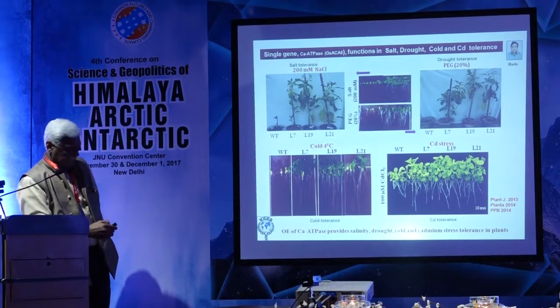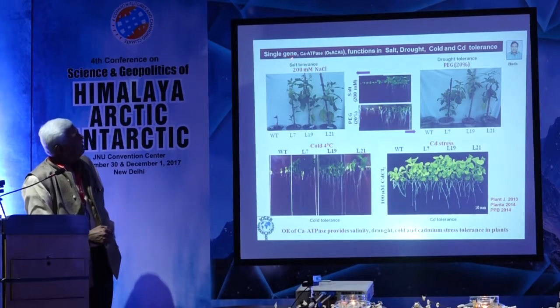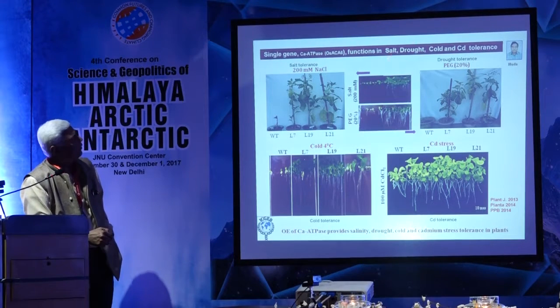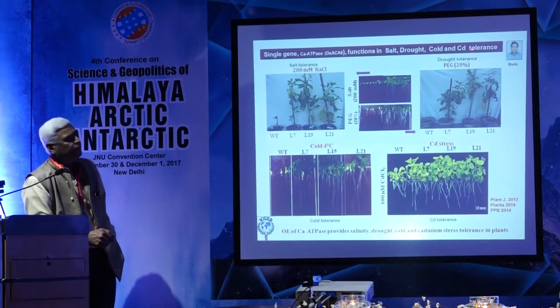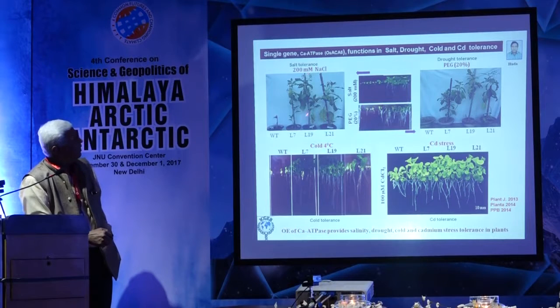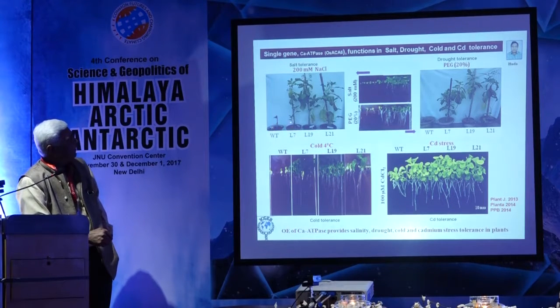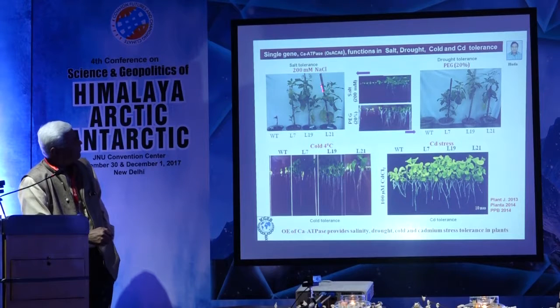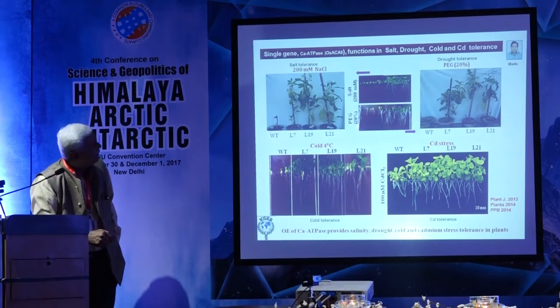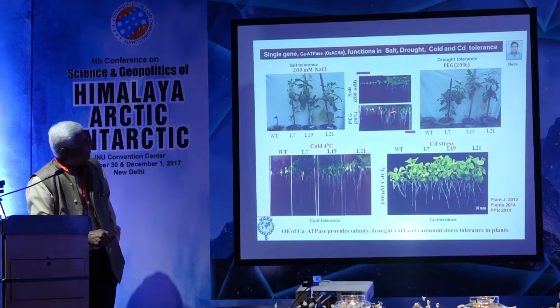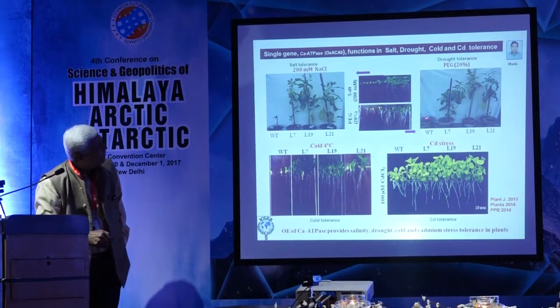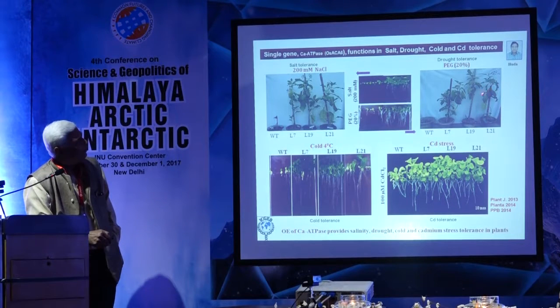Then I'll show you another example, a single gene like the calcium ATPase gene, which functions in different stresses. The same gene provides salt tolerance, drought tolerance, cold tolerance, and heavy metal stress tolerance. This is salt tolerance: the wild type is not surviving, but the transgenic lines survive in the presence of continuous 200 millimolar salt. Similarly, in drought conditions, the transgenic plants are growing in much less water, while wild type cannot grow.